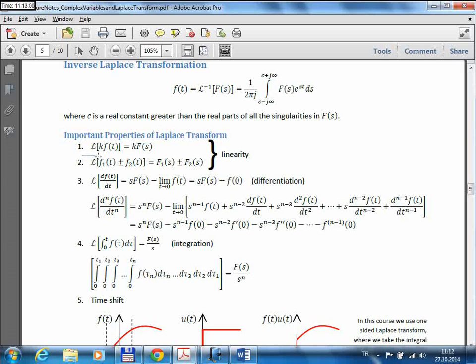The second property is this, which is really called the linearity property. So this is the superposition principle, if you remember. If you have these two functions, in fact, you can insert a constant number here as well.